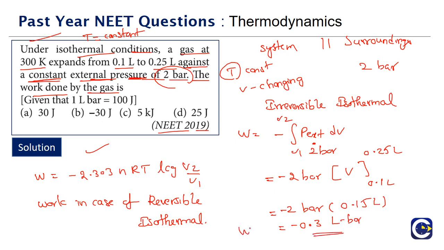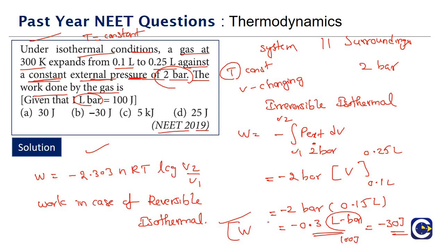So this is the work, and the conversion is liter into bar will be 100 joules approximately. So liter into bar will be 100 joules, so minus 0.3 into 100, it will be minus 30 joules. So this is not the work done.